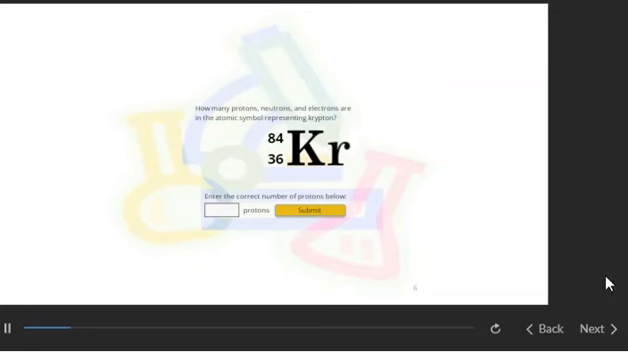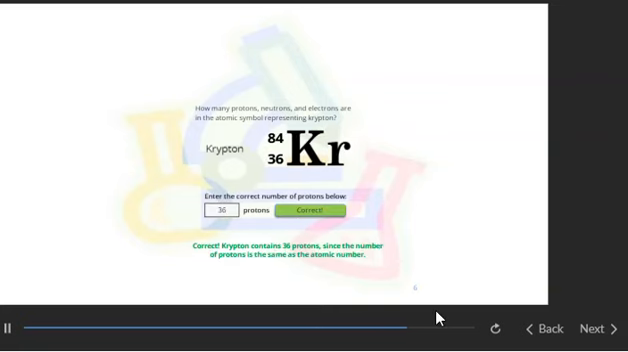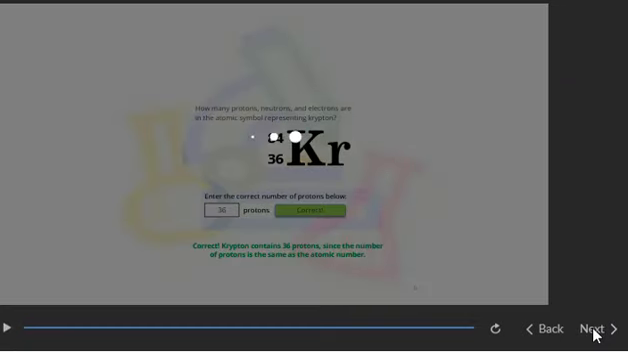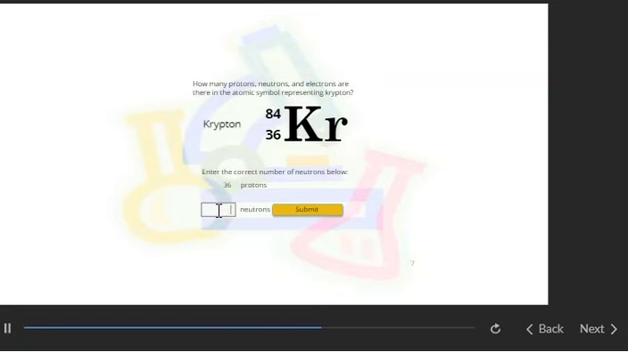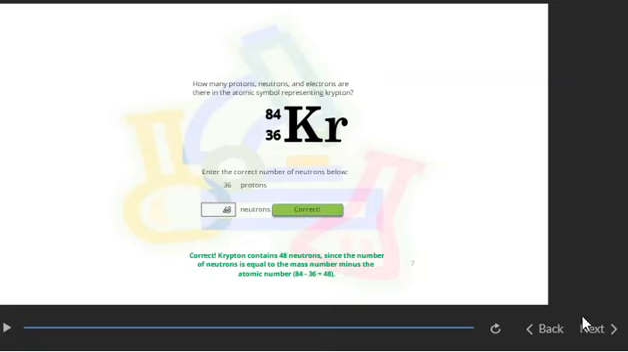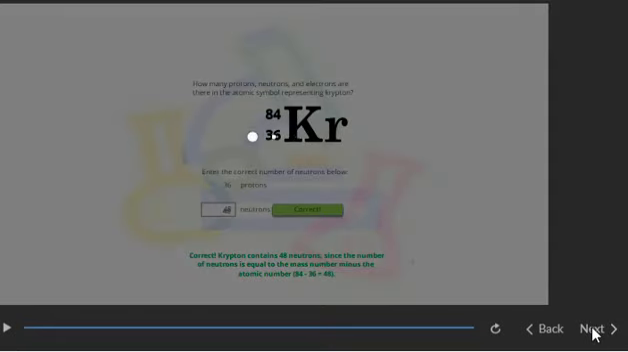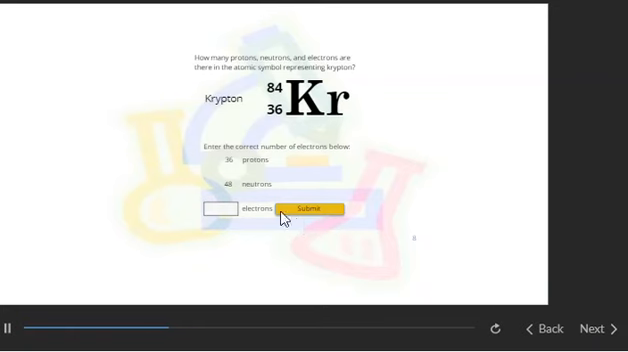For the following examples, we will determine how many protons, neutrons, and electrons are shown with the atomic symbol representing krypton. Type your answers in the text box and then click Submit to check your answers. Enter the correct number of protons. Now enter the correct number of neutrons. Enter the correct number of electrons.